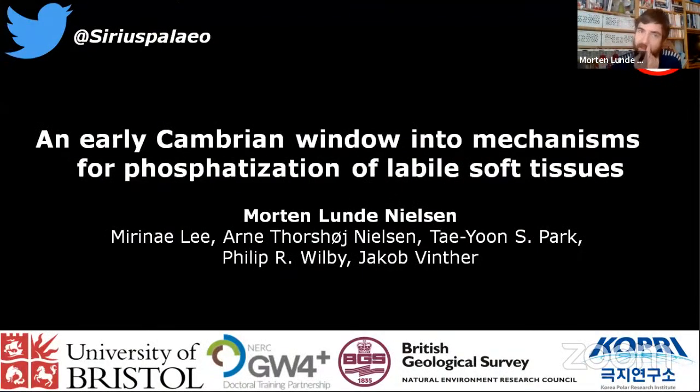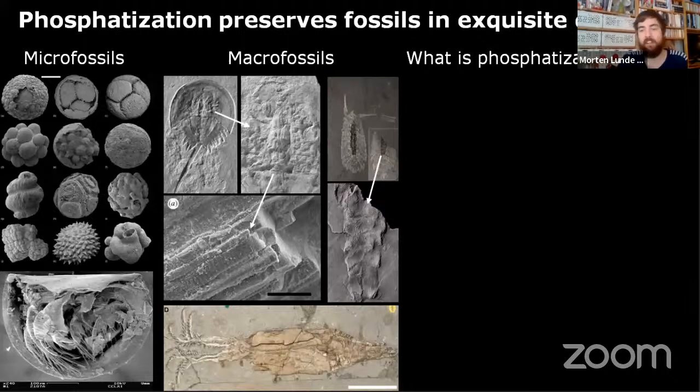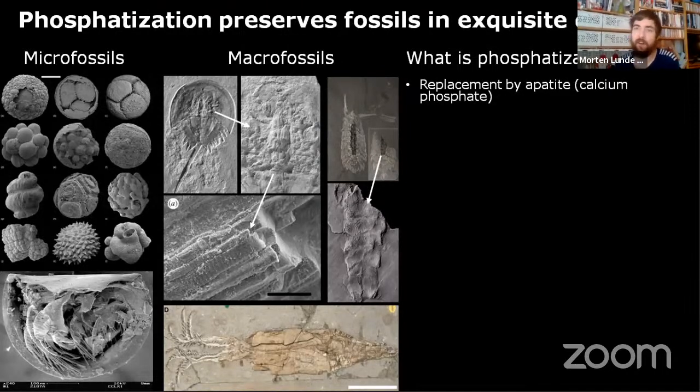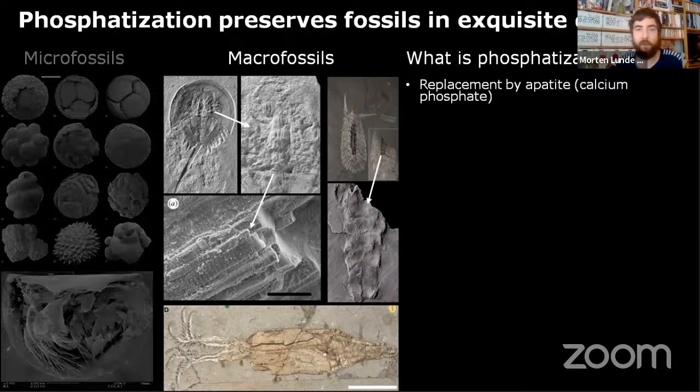All right, good morning. Today I'm going to talk about how the Sirius Passet Lagerstätte can help us better understand the phosphatization of soft tissues. So phosphatization is the secondary replacement of tissues by apatite, which is a calcium phosphate mineral, and it's able to preserve fossils in the most amazing details down at the subcellular levels. So here we're going to focus on the internal phosphatization of labile soft tissues such as muscles and digestive systems.